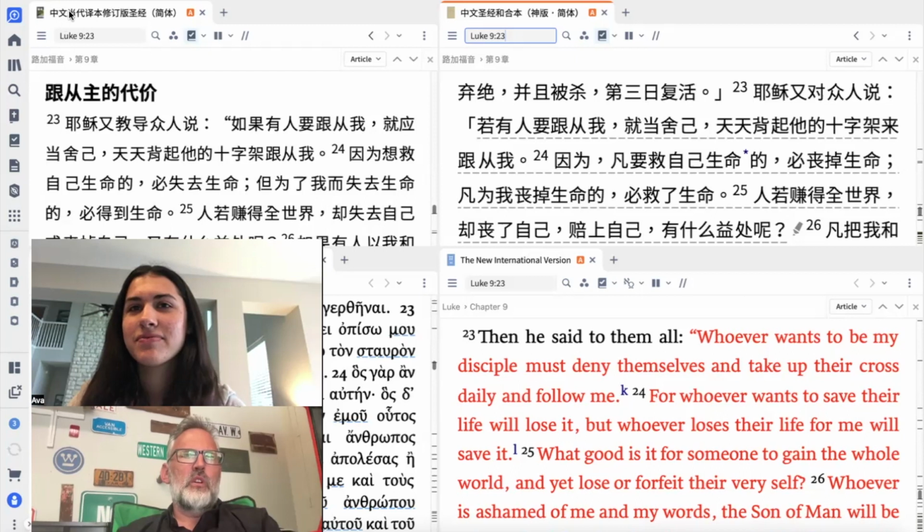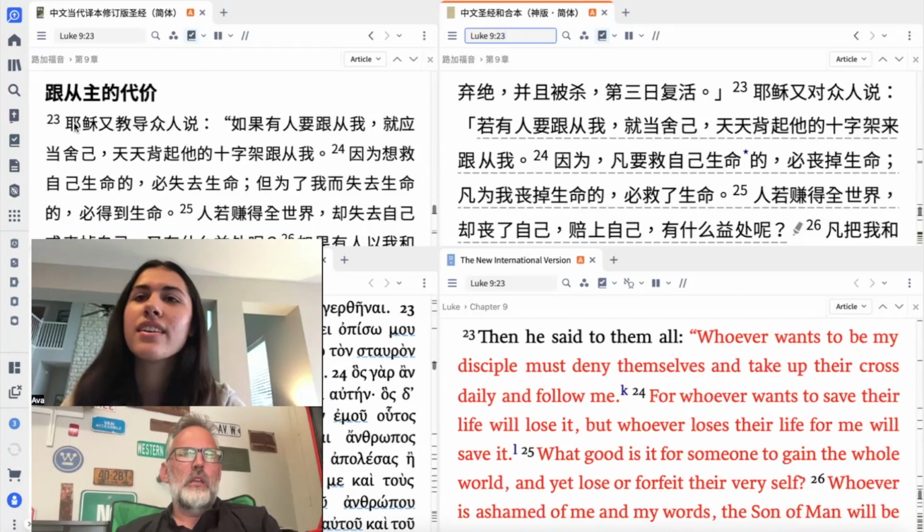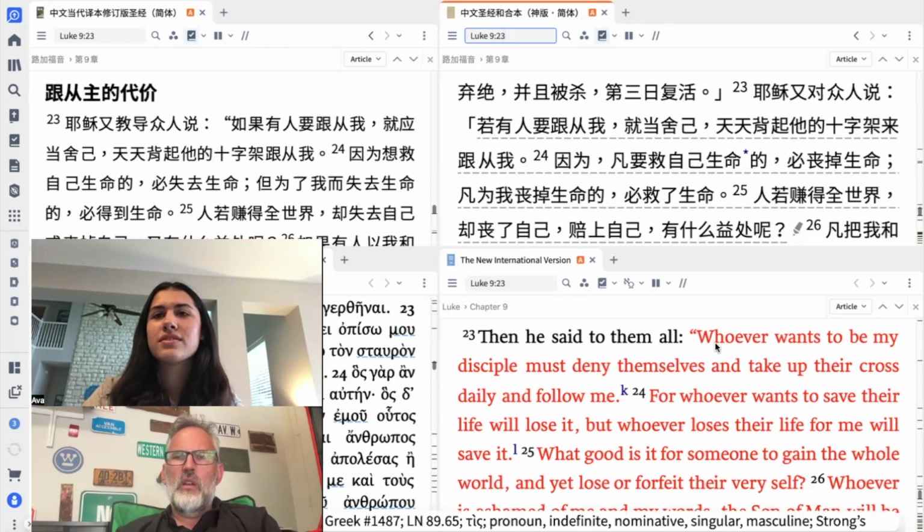I also have this one called Dang Dai Yiben, 中文当代译本. Dang Dai is like modern, or 现代. There's one called 现代 also, which I'm not sure all the differences, but this was available on Logos actually for free. I'll put the link to it in the notes. And you can just see how much more natural the Chinese is, Dang Dai. And then I've got the NIV down here.